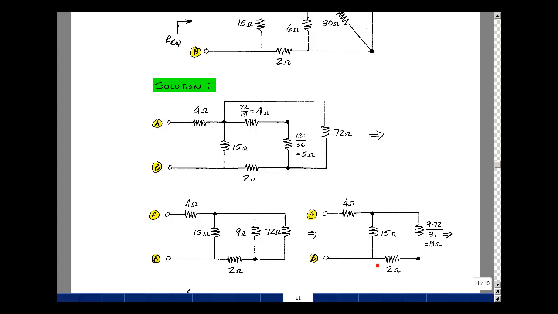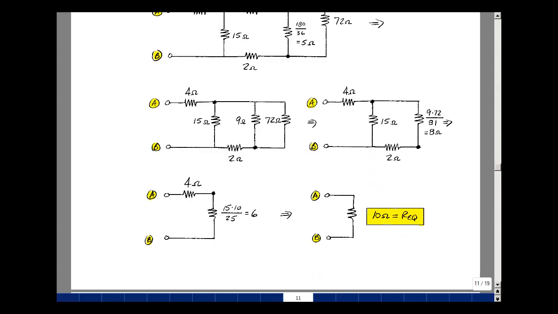That 8's in series with 2, so that makes that 10. And then all that's in parallel with 15. Combine these two together, get 10. So it's a single resistor. And that's going to be in parallel with 15. So product over the sum, 15 times 10 over 15 plus 10, or 25. And that turns out to be equal to 6.